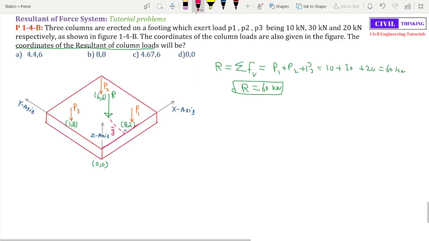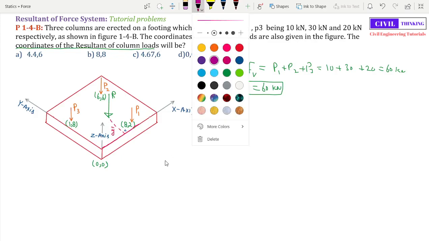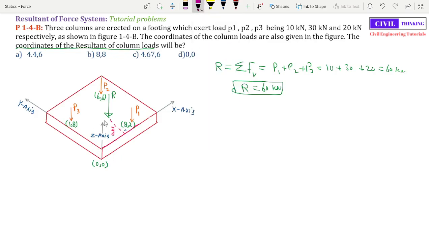Okay, and now let's assume it is at a distance, normal distance of x bar from y-axis. You can see this is the y-axis, right? This is the y-axis. Excuse my handwriting. Now we have to find the coordinates of the resultant. It means we have to find the value of x bar and y bar.